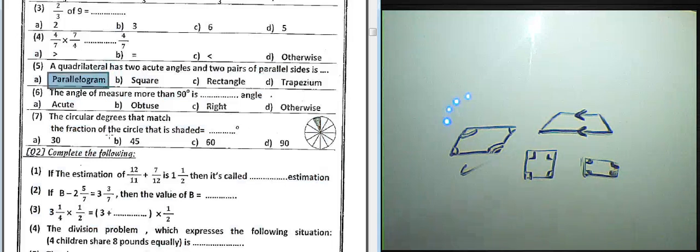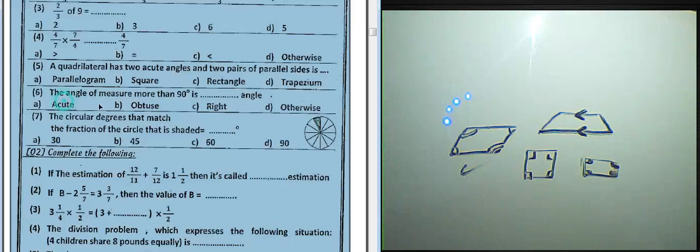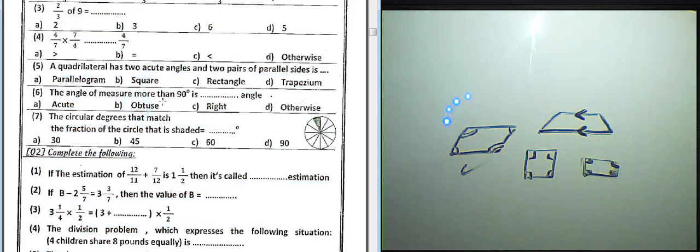Question 6. An angle of measure more than 90 degrees is called what? He asked about obtuse. An angle with a measure more than 90 degrees and less than 180 is called an obtuse angle.